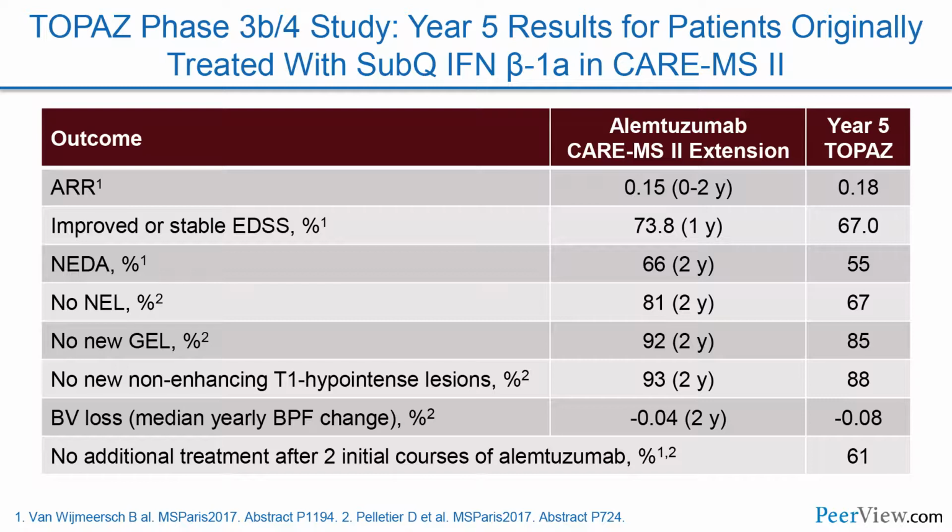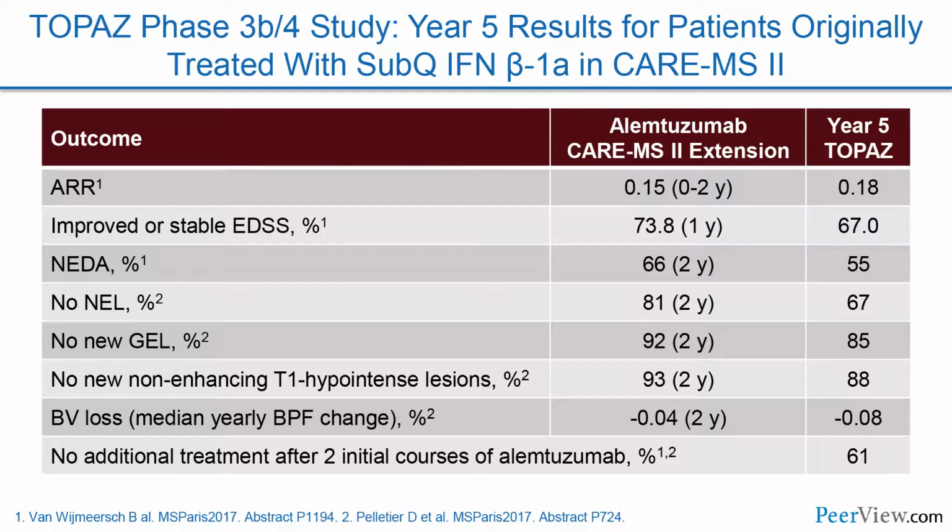Alemtuzumab also resulted in a durable suppression of MRI disease activity over 5 years in patients who were previously treated with subcutaneous interferon beta-1a during CARE-MS-2. Alemtuzumab also durably slowed brain volume loss in the absence of continuous treatment in patients who were previously treated with subcutaneous interferon beta-1a during CARE-MS-2.